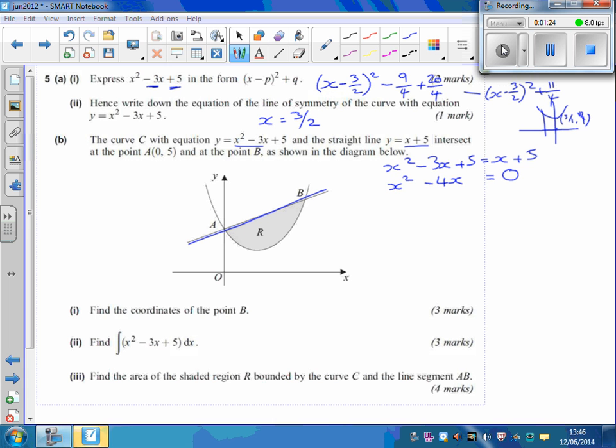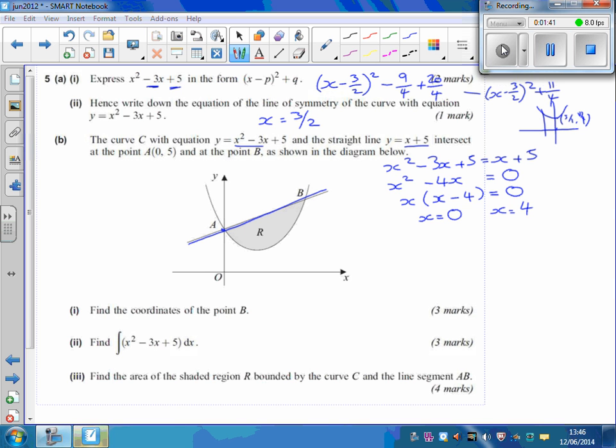Makes the factorising easier, doesn't it? So we just got factorising of x and x take away 4. So we're going to cross when x is equal to 0. Oh, I knew that. x equals 0 is 5, isn't it? And also when x is equal to 4.